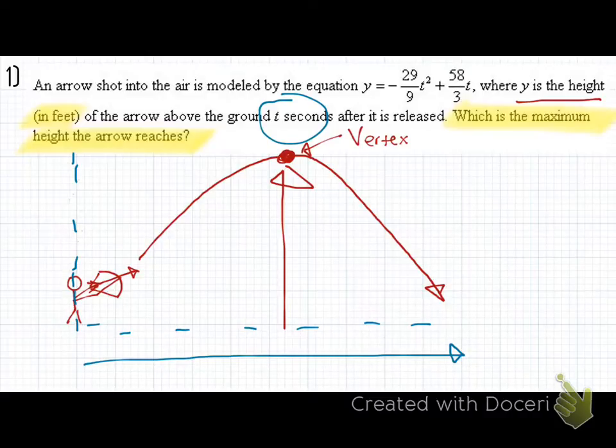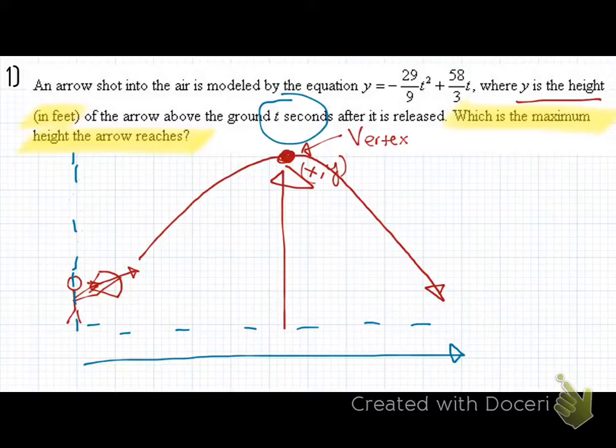So we know our vertex is going to have an x value and a y value. So remember, our y is represented by, I'm going to circle it up here, y is the height, so we want to make sure we get that. So we want to focus on the y. Alright, so now we know the story.